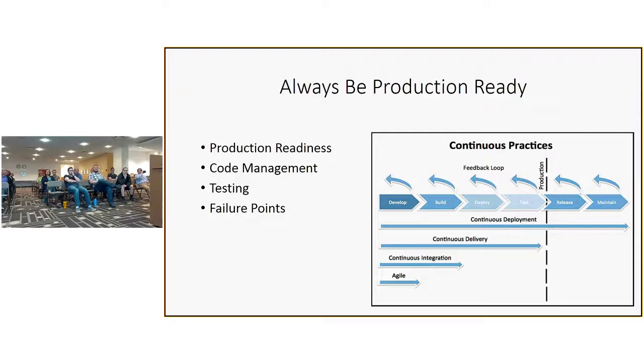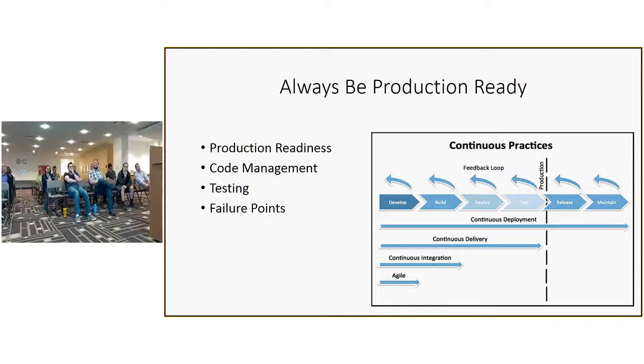If we're using continuous development practices in this new world, there's this expectation that at any point our code could just get pushed into production. So we always need to be production ready. But what does that really mean? What does that imply? What do we need? How do we need to change the way we approach software development? The first way is production readiness.